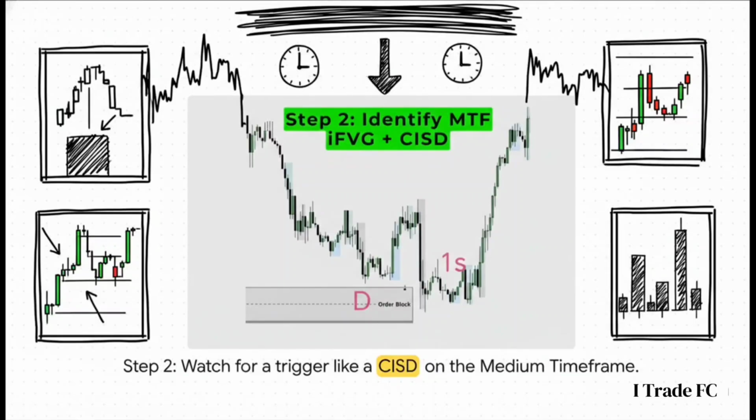This is step 2, and it's all about patience. We zoom into a medium time frame, like a 15-minute chart, and we just wait. We're patiently watching for one of our 3 entry patterns to show up and confirm our idea. And right here, you can see it. A beautiful CISD pattern forming right at our high time frame level.